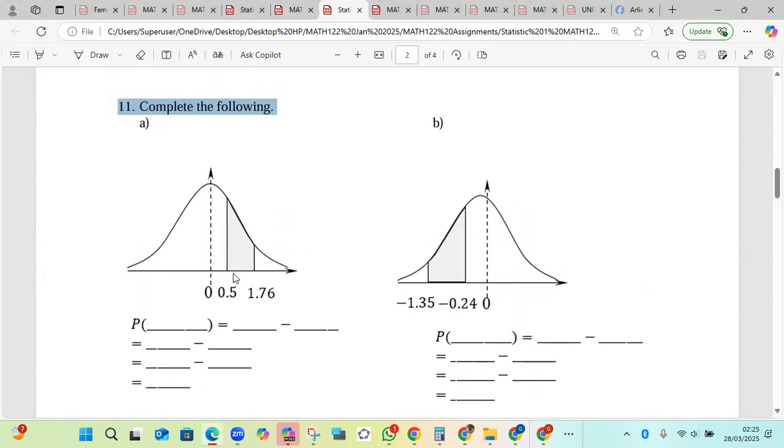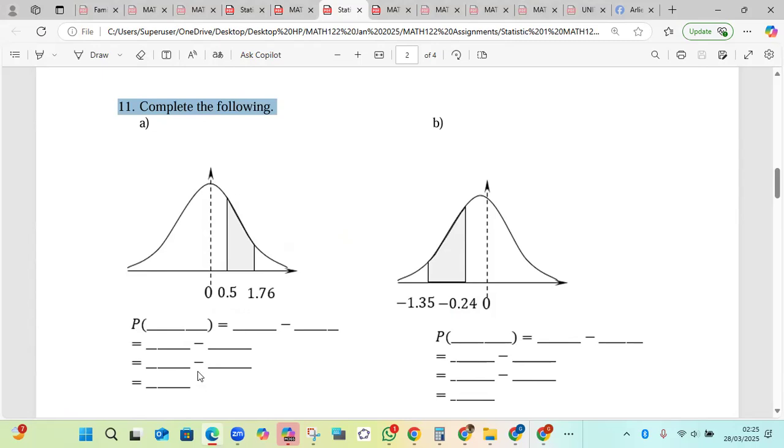So we need to find the probability of that shaded region. And it seems that this is the probability between z = 0.5 and z = 1.76. Remember, 0.5 is not the probability value, it's z. So z is greater than or equal to 0.5 and less than or equal to 1.76. How can we find the shaded region? It appears that we have to find a probability value and subtract it from another probability value.